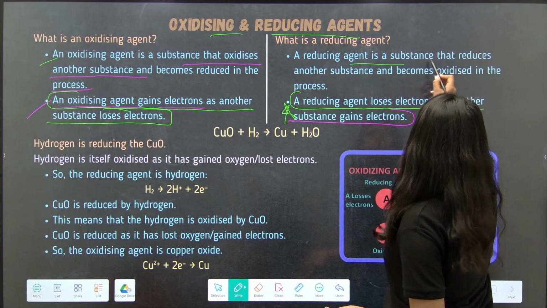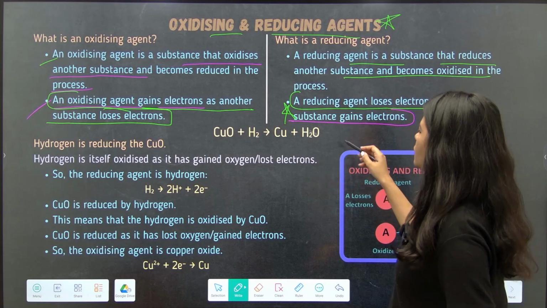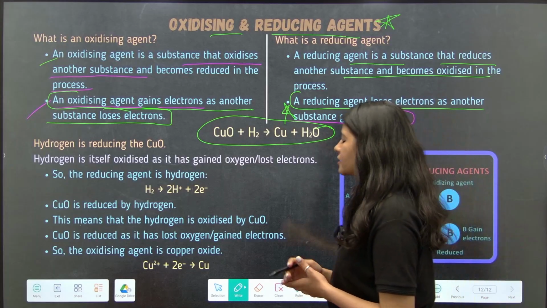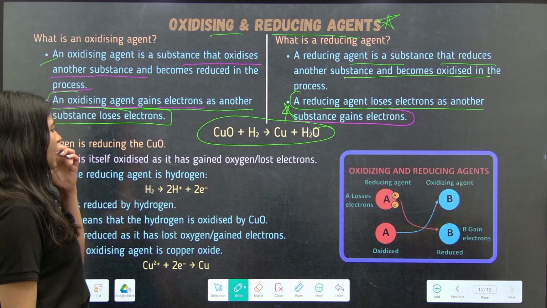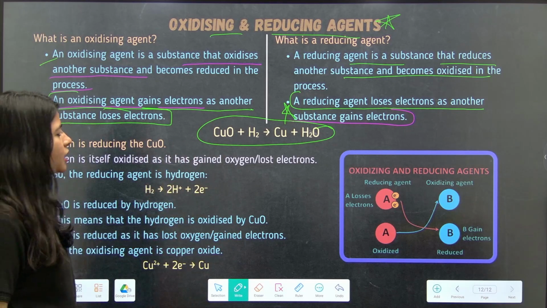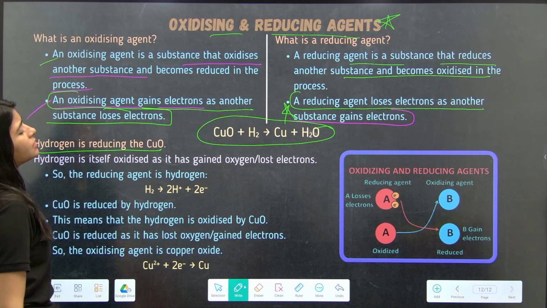Okay, this is very important. Next, we have an example, CuO, which is your copper oxide. It reacts with hydrogen to give Cu plus H2O. Here they are asking which one is the oxidizing agent and which one is the reducing agent. So let's understand the explanation. Hydrogen is reducing the CuO.